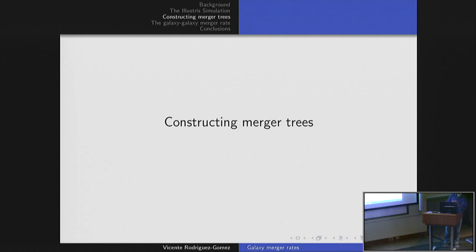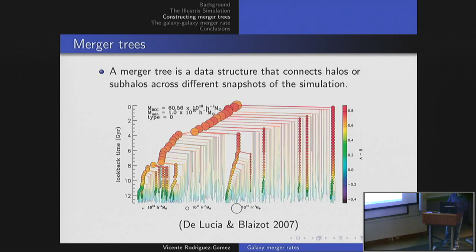So it makes sense to study the merger rate. Now, the main tool for calculating the merger rate are the merger trees. A merger tree is essentially a data structure that connects halos or galaxies across different times or snapshots in the simulation. Here, for example, we're looking at a massive galaxy at redshift zero. If you follow it back in time, this is what is called the main branch. So it's essentially the galaxy seen at previous times. And these other branches are just other objects that merge into it. When two of these branches merge, we say that we have a merger. So that's the main idea.